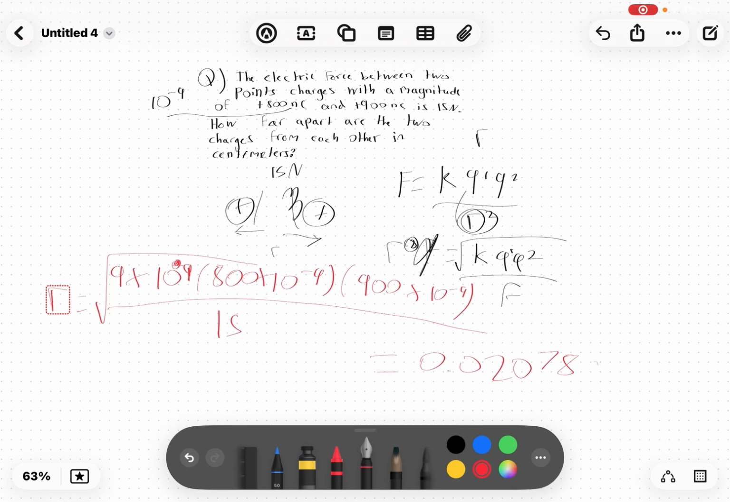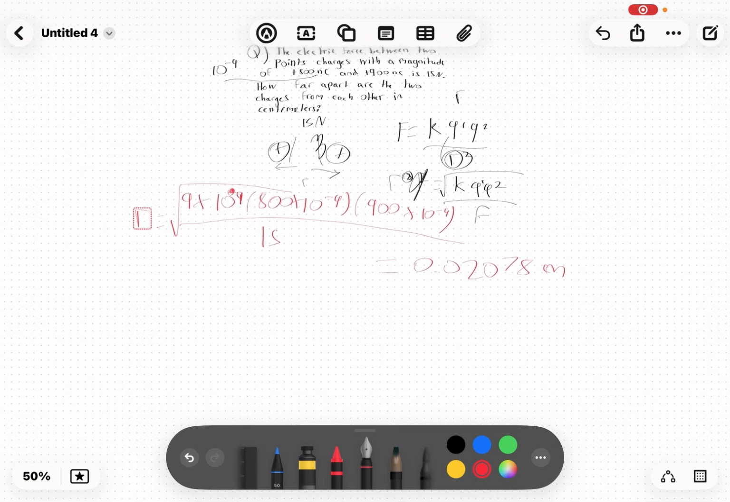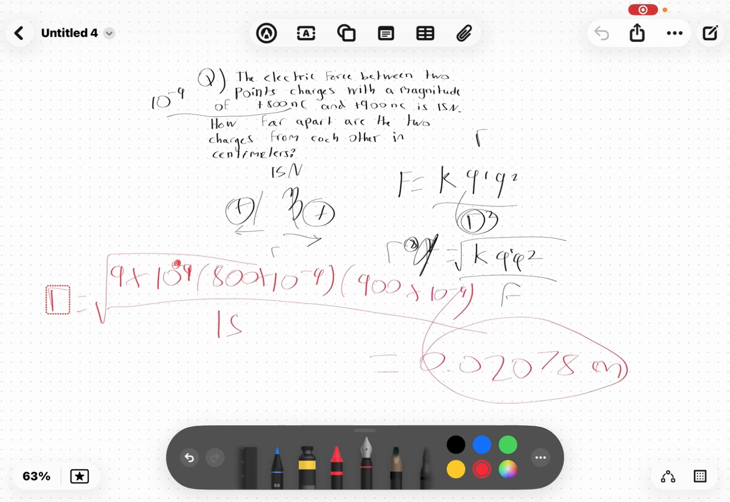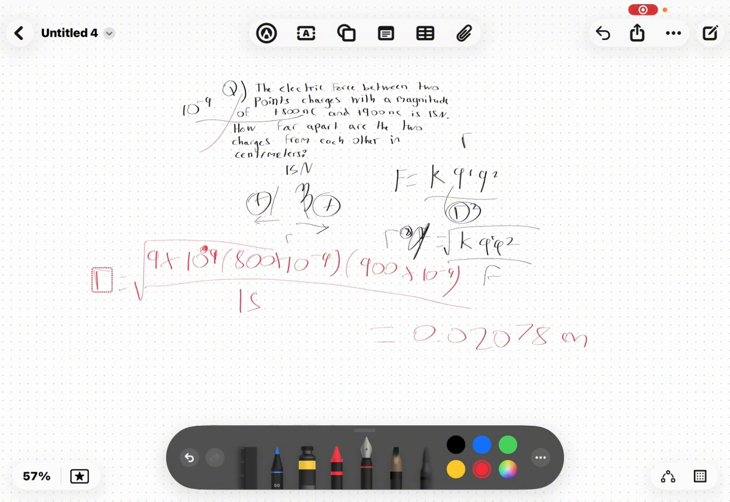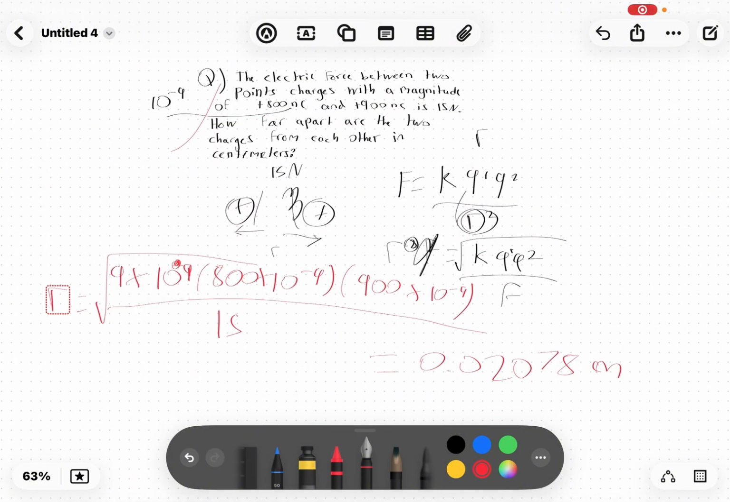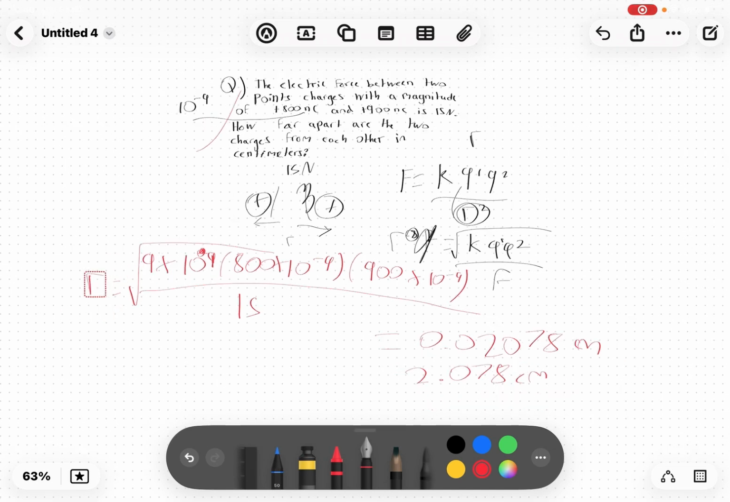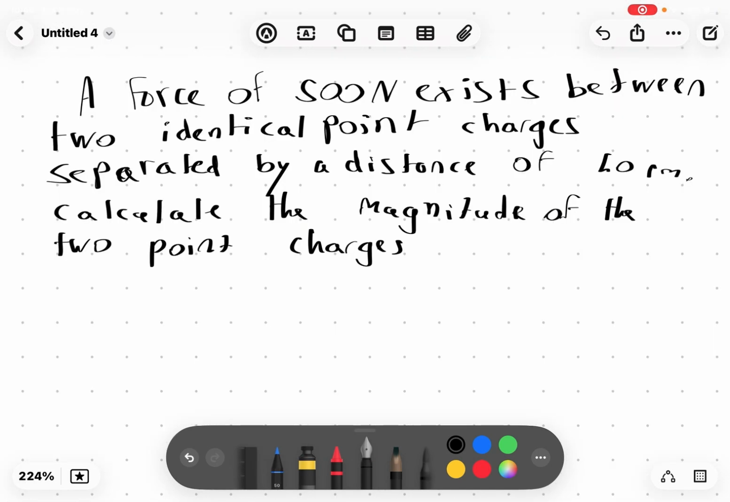0.0278 millimeters. And we just have to times this by 100 to get it in centimeters. So this times by 100 is going to be 2.078 centimeters. So the answer is this. So here's the next question.